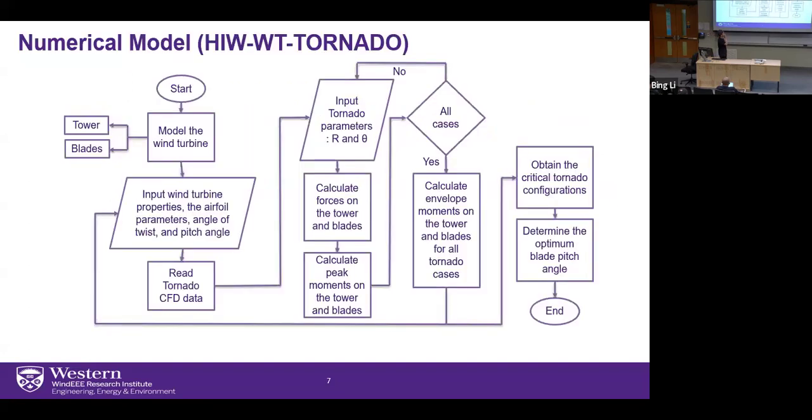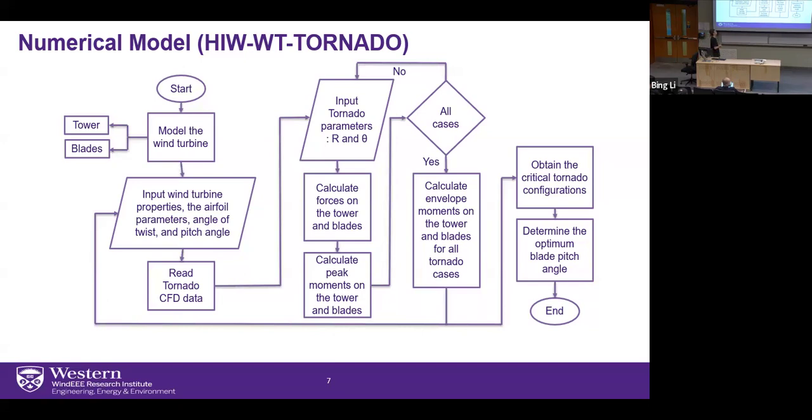So I believe this is a very nice flow chart that shows you the logic of the numerical code that we developed. So first we have to define the structures, and then we have the tornado loading, which is the CFD data that was done by Dr. Hodgins' team years ago.